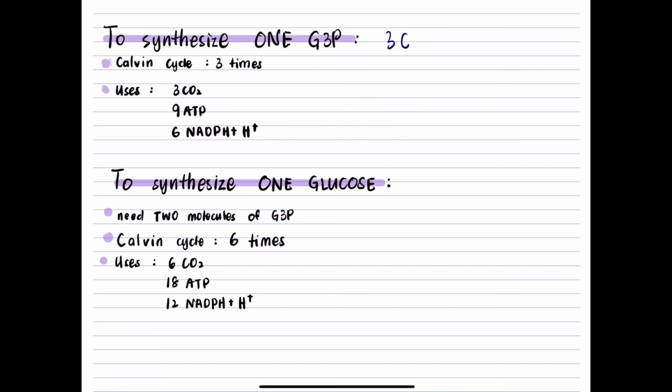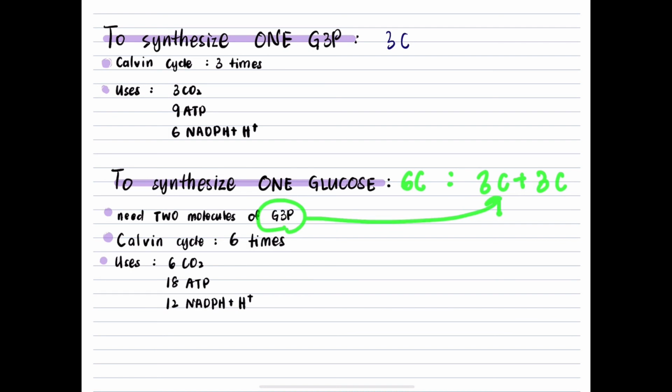And in order to synthesize 1 glucose, a 6-carbon molecule, we will need 2 molecules of G3P. It will take 6 turns of Calvin cycle. 6 CO2 will need to be fixed, 18 ATP for phosphorylation, and 12 NADPH for reduction.